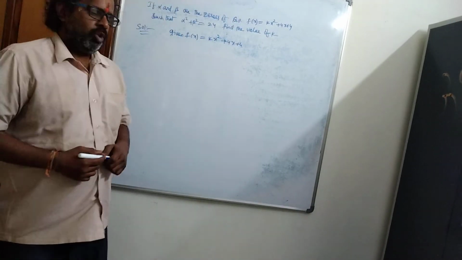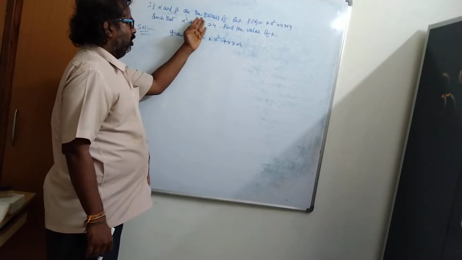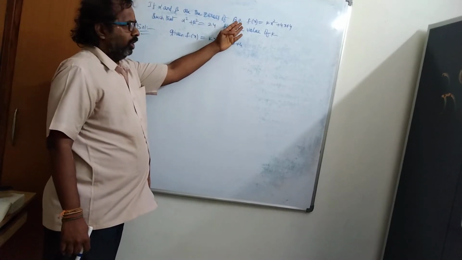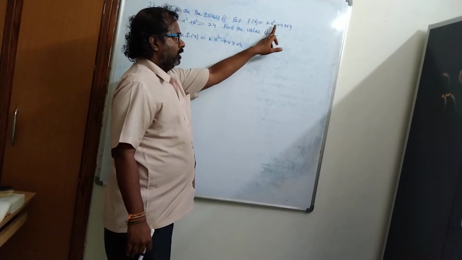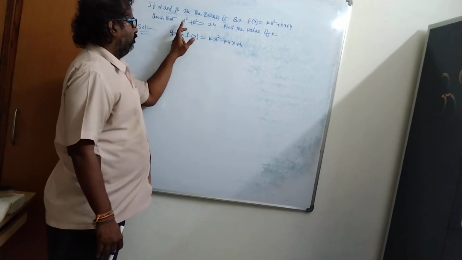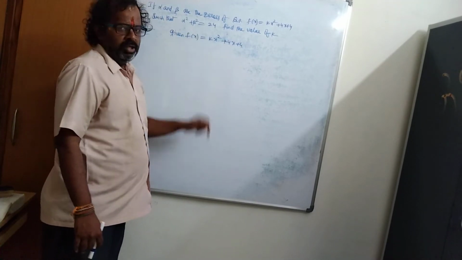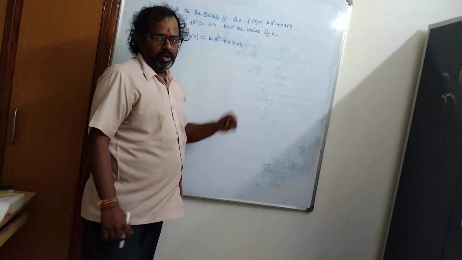Hello everybody. Today we will learn one more problem. If alpha and beta are the zeros of a quadratic polynomial f(x) = kx² + 4x + 4 such that alpha² + beta² = 24, find the value of k.